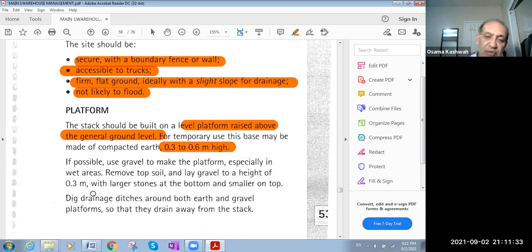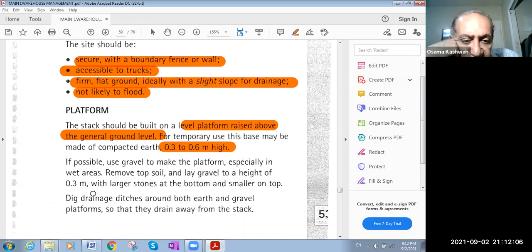So it should be between 0.3 and 0.6 meters height. That's fine. Okay. So 0.3 meter means 30 centimeters, which looks like a ruler exactly, around or less than a ruler. It's like this space, 30 centimeters. So even if there is water drainage or anything, it won't touch the bottom of the stacks.